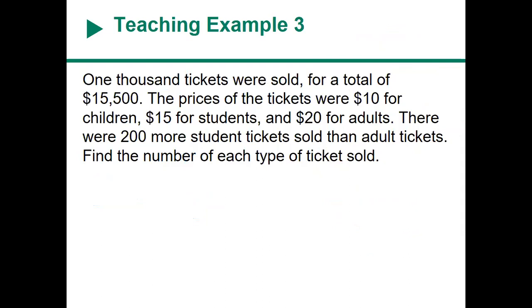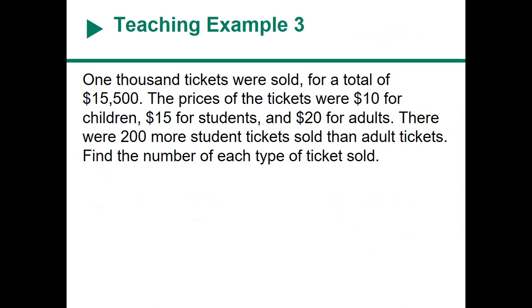All right. We're going to look at a word problem. So 1,000 tickets were sold for a total of $15,500. The prices of the tickets were $10 for children, $15 for students, and $20 for adults. There are 200 more student tickets than adult tickets. Find the number of each type of ticket sold.